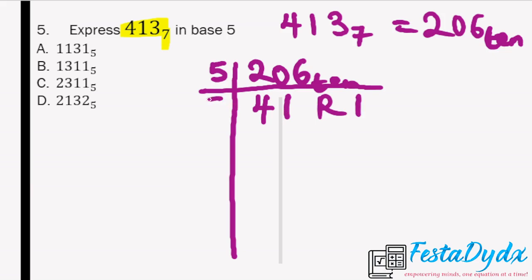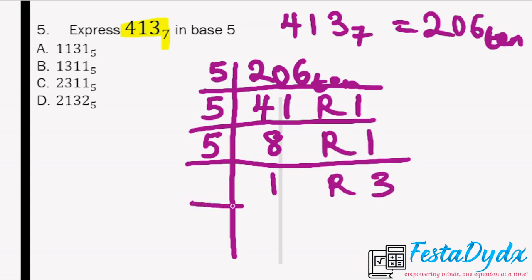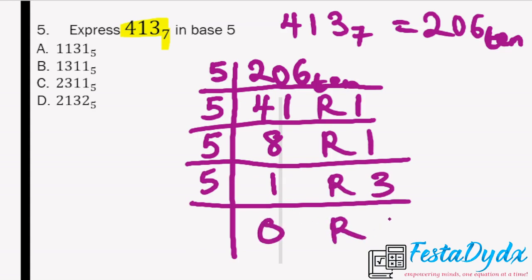Now we're going to divide again by 5. That is why it is called repeated division. Now 5 in 41 is 8, remainder 1, because 5 times 8 is 40, and we have 41 here, so it's going to remain 1. Now I'm going to divide by 5 again. 5 in 8 is 1, remainder 3. I'm going to divide by 5 again. 5 in 1 is impossible, which is 0, remainder 1.